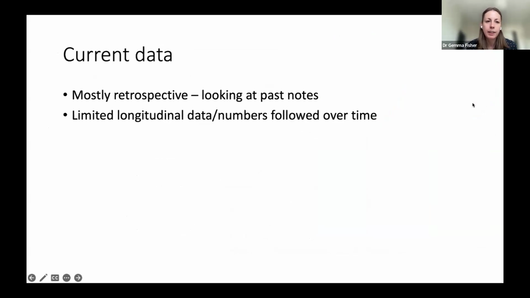So the current data, as I've discussed, is mostly retrospective, and there's not a lot of longitudinal data following patients up over time. I'm going to ask you to hold that thought as I change tack a little bit, but this will be relevant for what we're going to discuss.